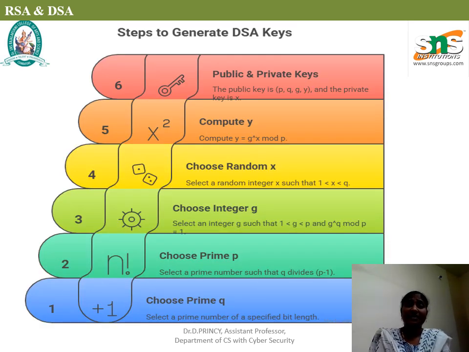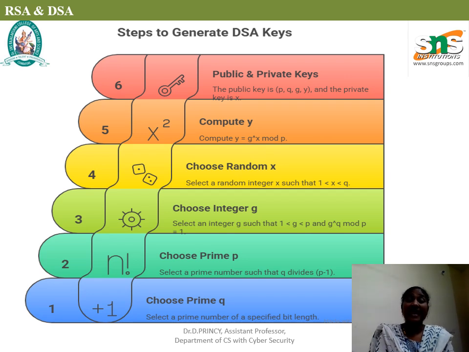The steps to generate keys in DSA. First, we have to choose a prime Q, a prime number of a specified bit length. Next, we have to choose a prime P. There is a criterion that Q divides P minus 1. Next, we have to choose an integer G within the range 1 less than G less than P, and G power Q mod P equal to 1. Based on this condition, we choose the integer G.